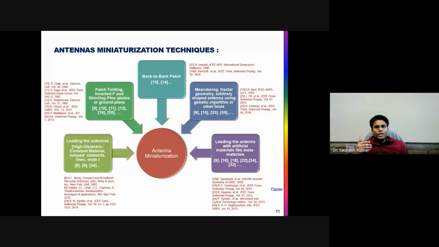Meandering means physically the size of the antenna looks like it is lambda by 2, but electrically the size is increased by just meandering the antenna structure.